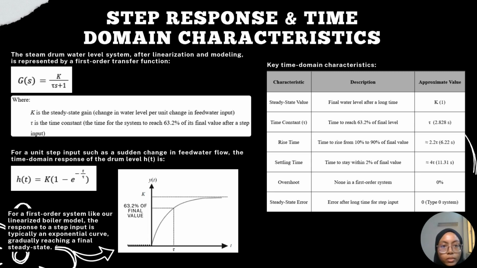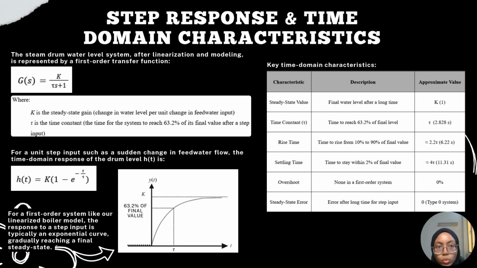And when the system is subjected to a step input, such as a sudden change in feed water flow, the water level response in the time domain is as below, h(t) equal to K times the bracket 1 minus exponential of negative t divided by tau. This means that the water level rises smoothly and exponentially towards a new steady state value.